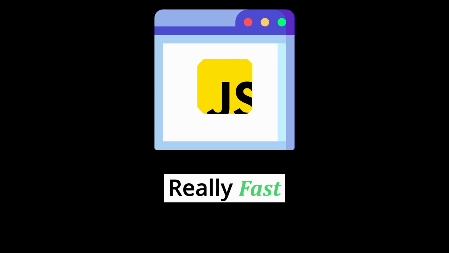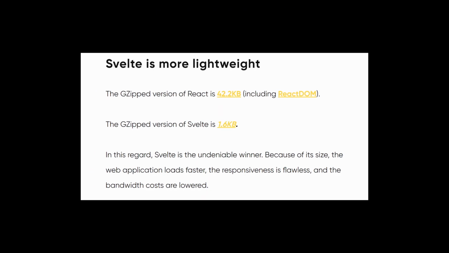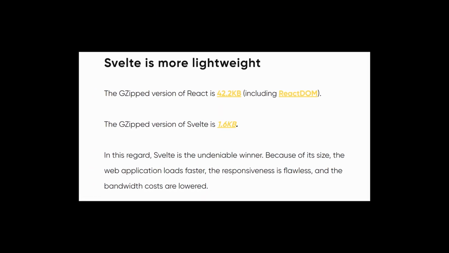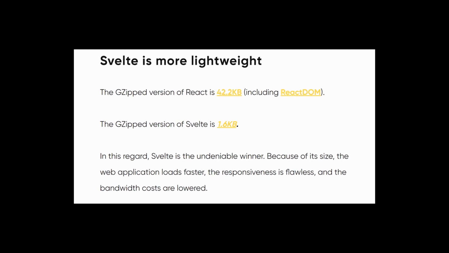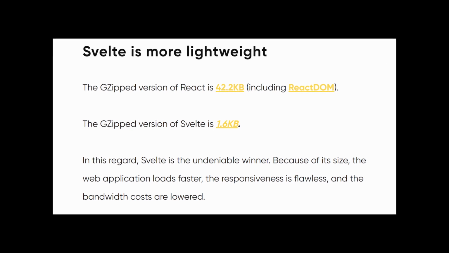At its core, Svelte is indeed more of a compiler than a framework. If you compare the size of the zip version of both Svelte and React, the Svelte version is about 26 times lighter, causing your web app to load faster and a reduction in bandwidth cost.